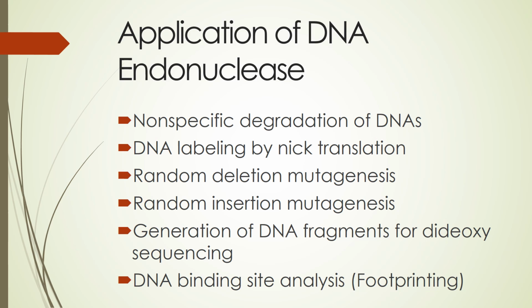Now we come to the random insertion mutagenesis. This is a very important thing. DNase-1 introduces a single nick into the supercoiled plasmid in the presence of a high concentration of EtBr.